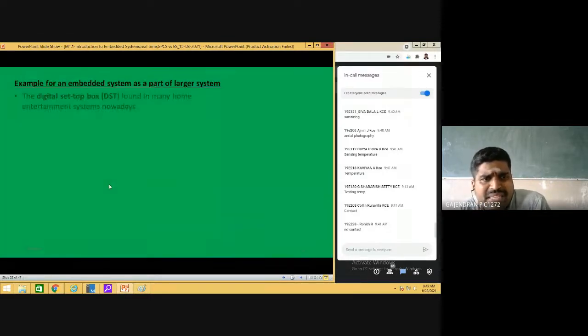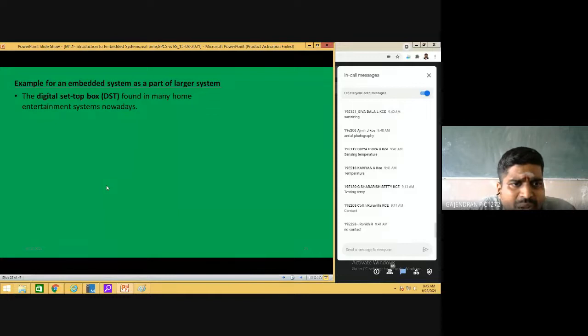Without much delay, we will see what is a part of a larger system. DST, this is not GST. This is DST, digital set-top box. I hope everyone has a set-top box. What is the function of the set-top box?